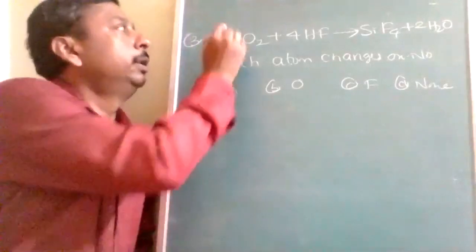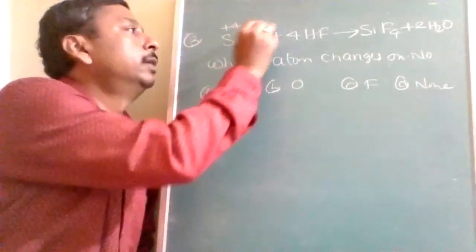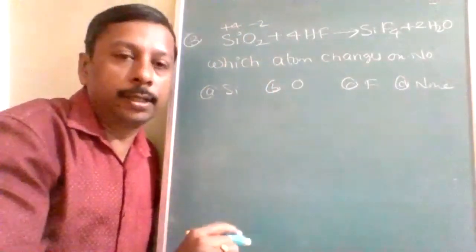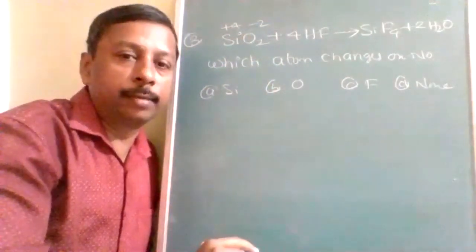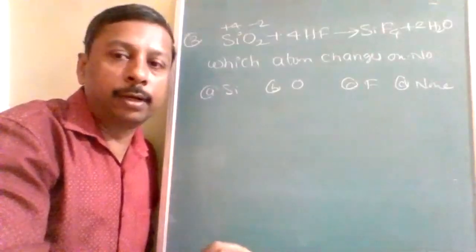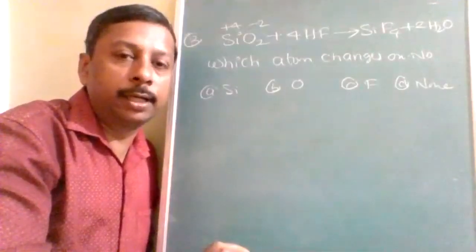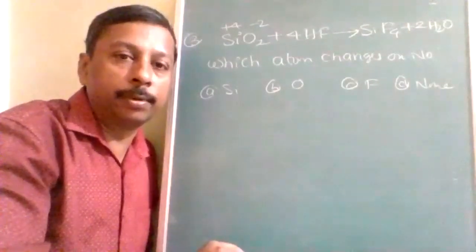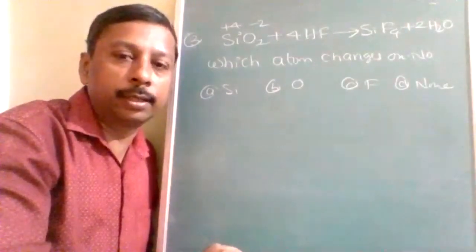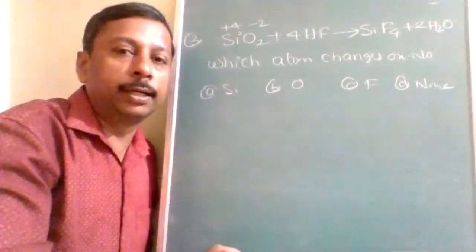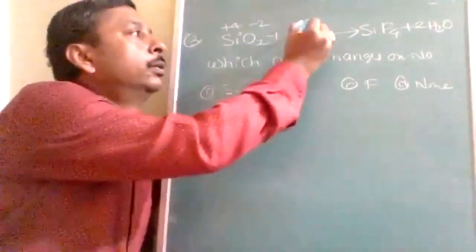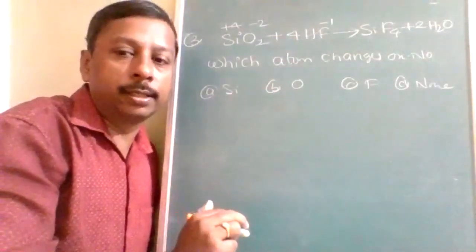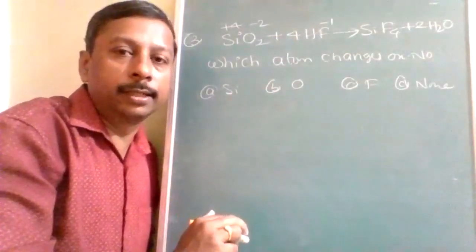Silicon is +4 and oxygen is -2 because it is silicon dioxide. Nowhere is the term peroxide used, nowhere is superoxide used. If I call it a superoxide, then I will take the oxygen oxidation number as -1/2. If I call it a peroxide, then I will take the oxygen oxidation number as -1. But it is not like that. Here, fluorine can exist in only two oxidation states. What are those two oxidation states exhibited by fluorine?